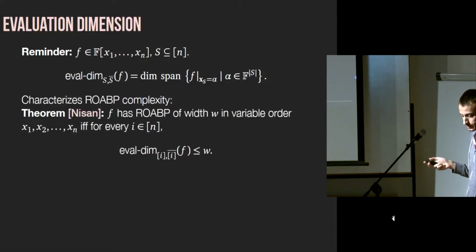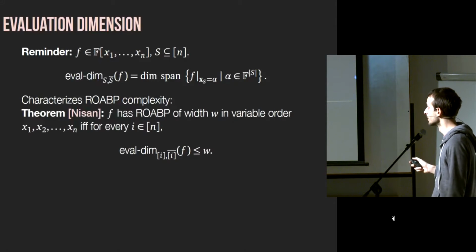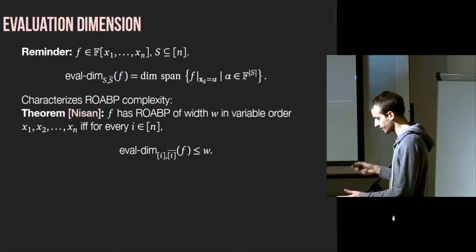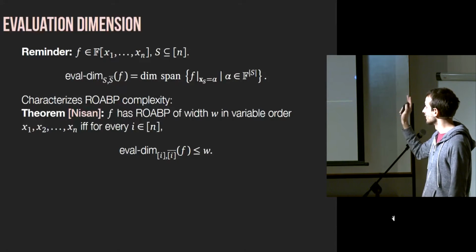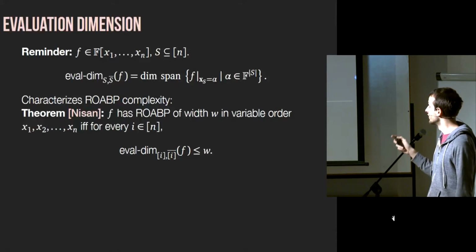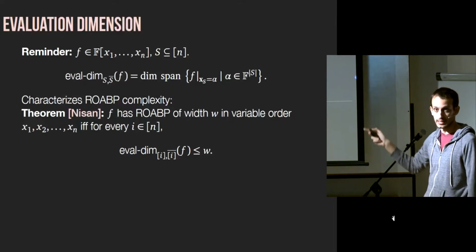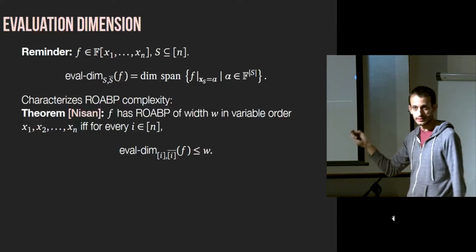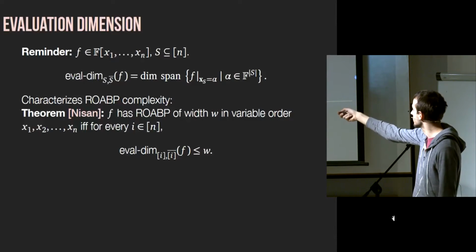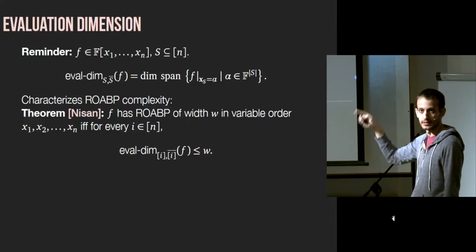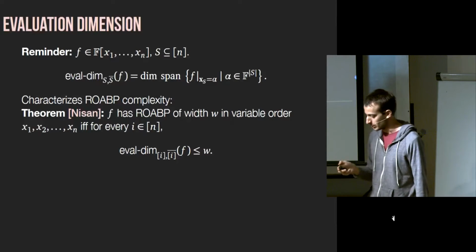And why is it useful? Because it exactly captures the read-once oblivious ABP complexity of f. So what Nisan proved, he didn't use these terms, but what you can prove is that f has a read-once oblivious ABP of width W in the variable order x1, you first read x1 and then x2 up to xn, if and only if whenever you take a prefix and you compute the evaluation dimension with respect to that partition, so this is the evaluation dimension with respect to 1 through i, and then i plus 1 through n, this dimension is at most W.